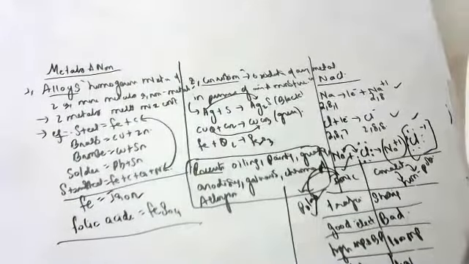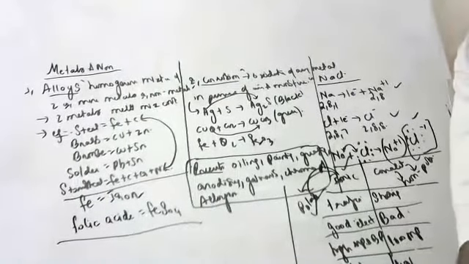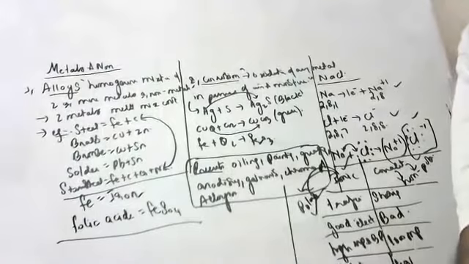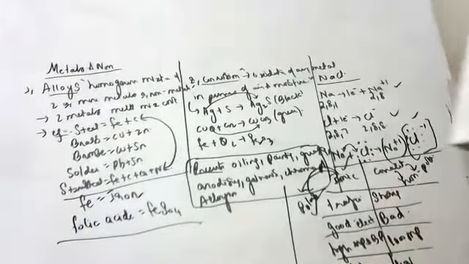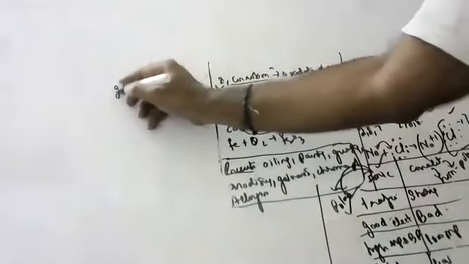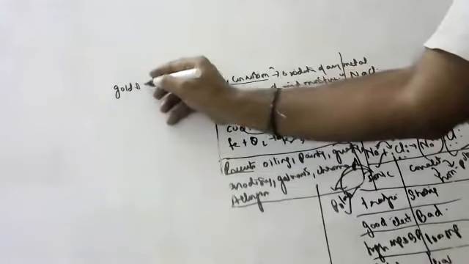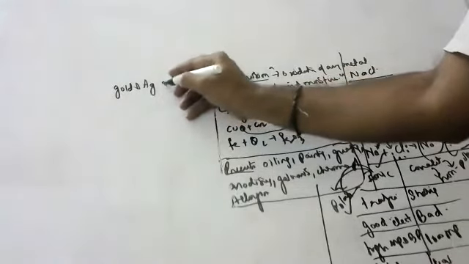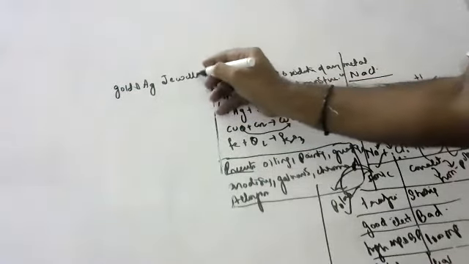So next one. While gold and silver are often used in jewelry, iron is not. Why?